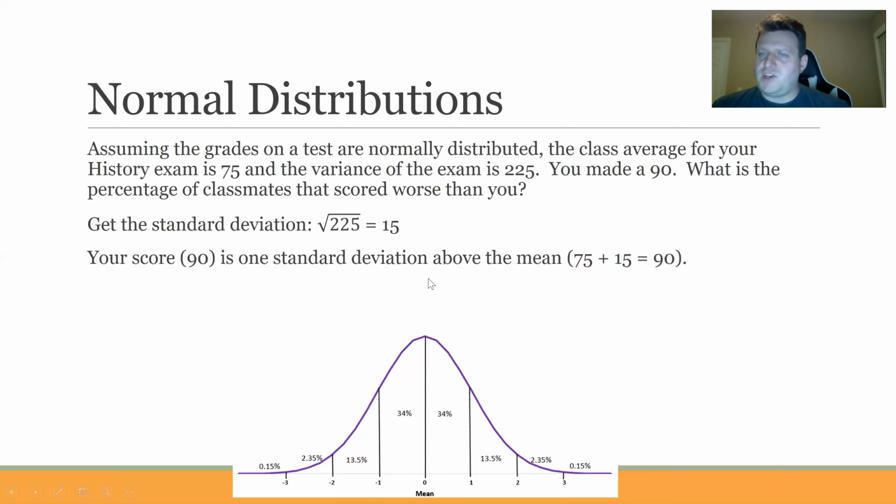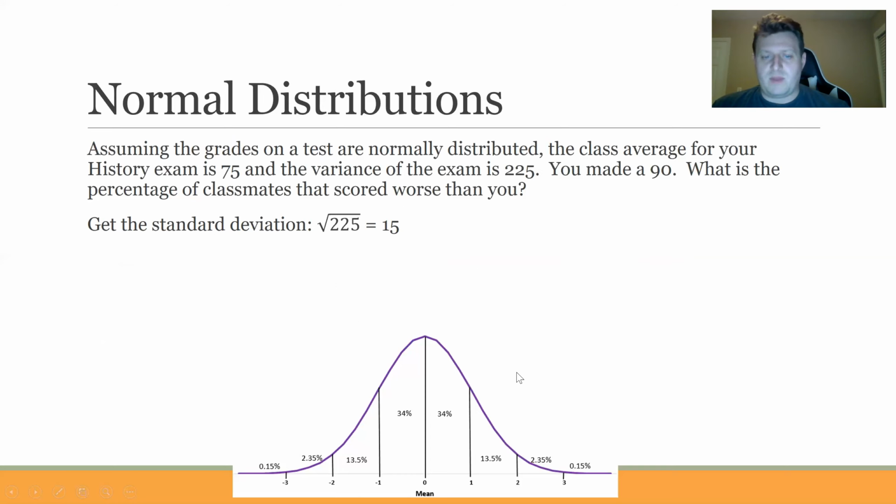How many standard deviation units are we above or below the mean? Well, the mean is 75, as we see here from the problem. And a 90 is 15 points above 75. So we are 1 standard deviation unit above the mean. So we're right here on the normal distribution. How many people score less than this? Well, I can calculate 34 plus 34 plus 13.5 plus 2.35 plus 1.5, okay? And that's going to give me the percentage, which is going to be 84%.